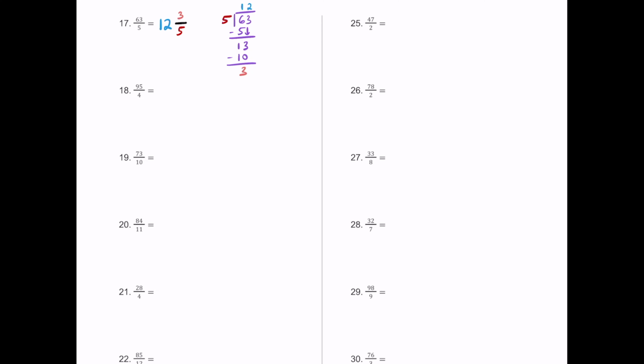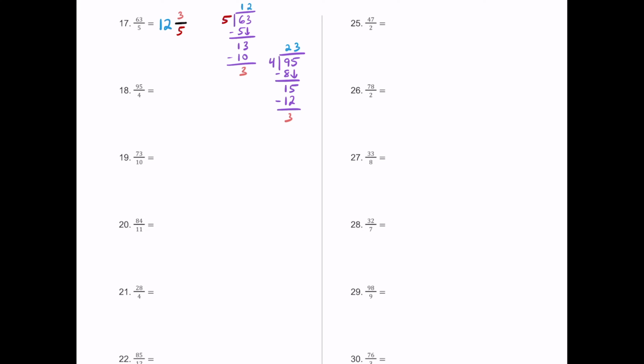Okay. For number 18, we have 95 fourths. So take this 95, let's split that into 4 equal parts here. And so let's see, 4 is going to go into 9 2 times. 2 times 4 is going to be 8. We're going to have a remainder of 1, bring down this 5. 4 times, let's go with 3. 4 times 3 is going to get us 12. And our remainder here is going to be 3.